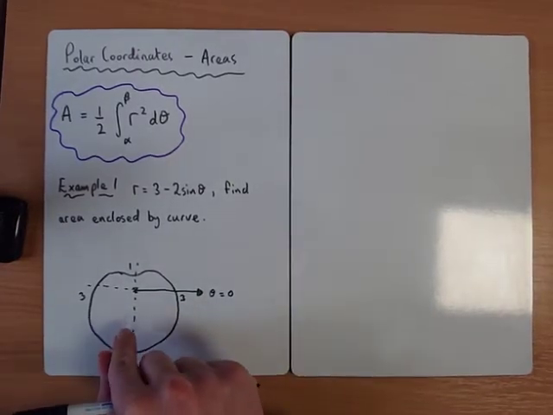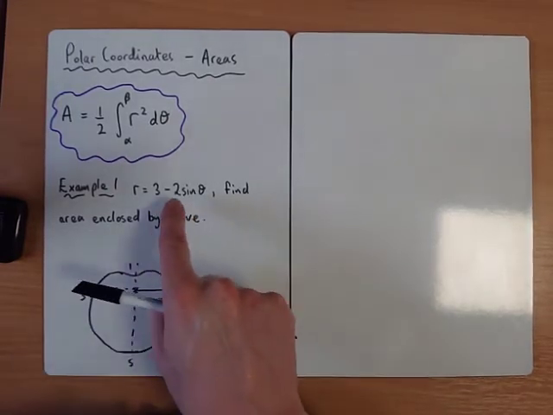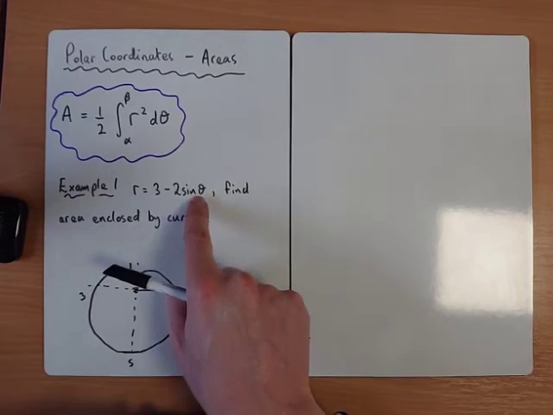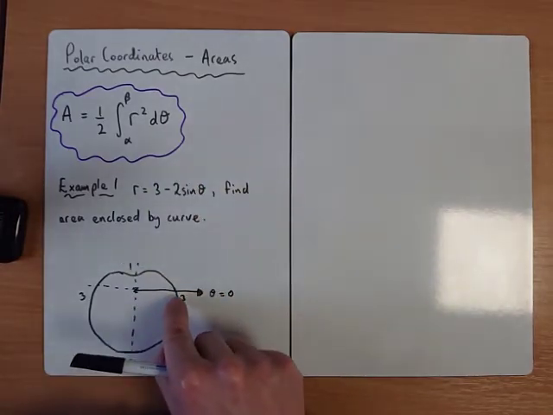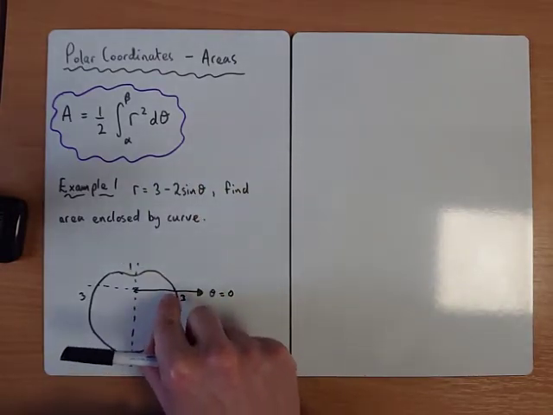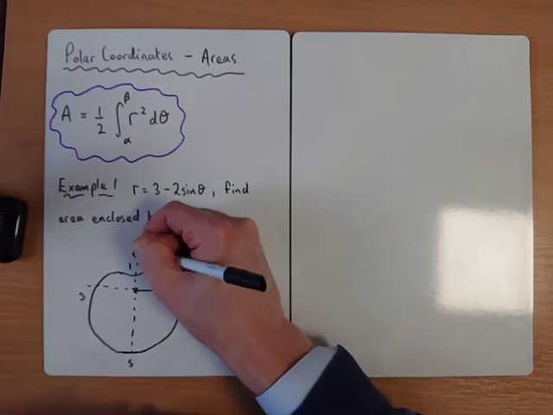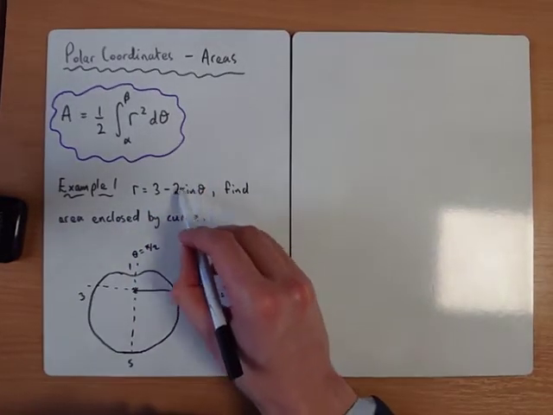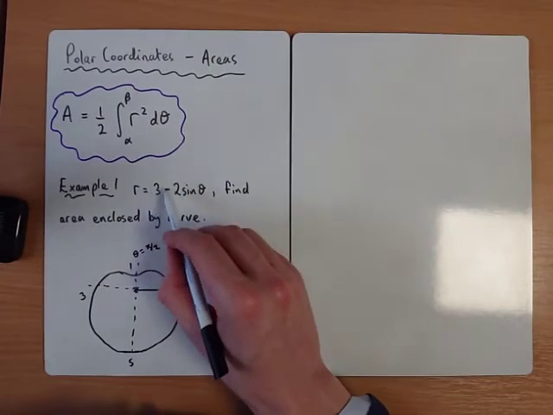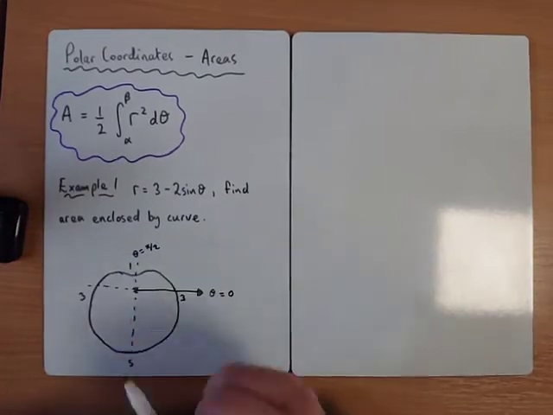So the diagram's been given to us, but just to get a feel for where this comes from, if I wanted to sketch this, when theta is equal to 0, sine of 0 is 0, so r would equal 3. So that's telling me initially the r value is 3, and then as theta increases, this line here would be when theta equals pi over 2. So if we sub pi over 2 in, sine becomes 1, and we get 3 minus 2 times 1, which is 1.